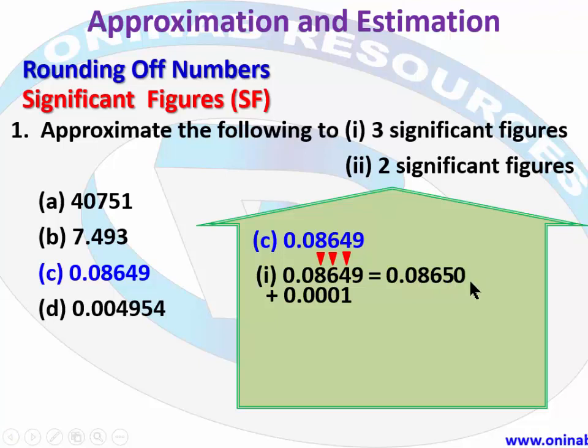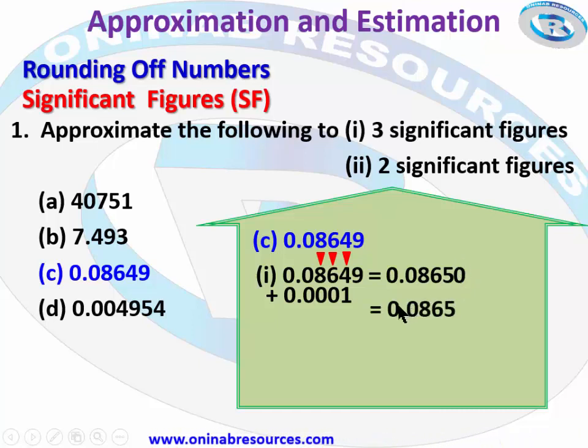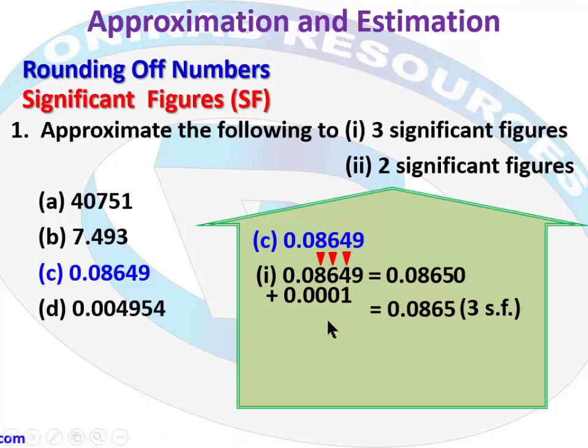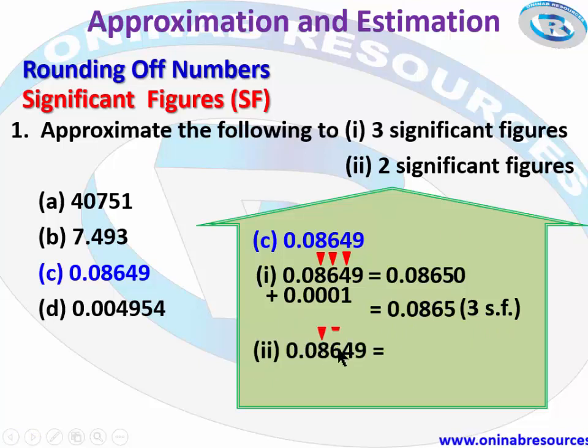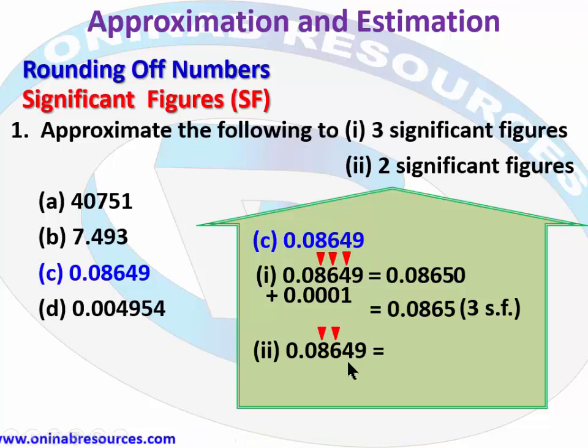0.0865. Then 0. We said it's not necessary to add this 0. So we have our answer as 0.0865 to 3 significant figures. So the second part, which is 2 significant figures, we'll be interested in 8 and 6. Since the next digit is now up to 5, it is going to be rounded down.